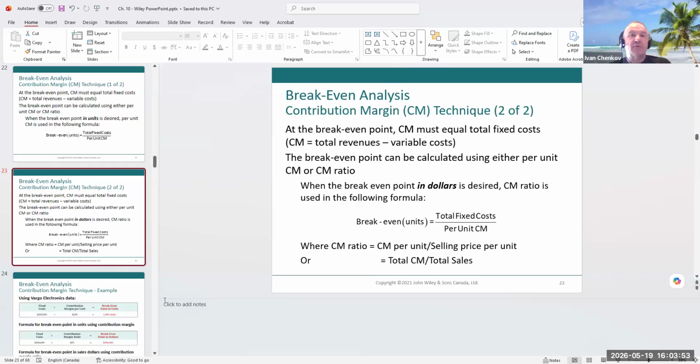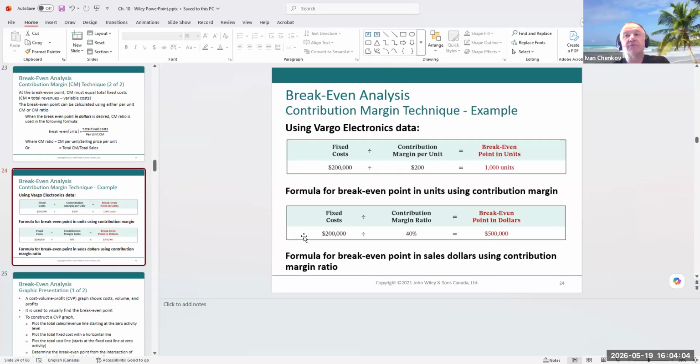Now, if we have to work with the ratio, it's a dollar amount, so we have to use the contribution margin ratio to come up with the sales. That's how we have those two important formulas. First one is fixed cost divided by contribution margin per unit, which gives you the number of units you need to achieve in order to cover all the costs. But fixed cost divided by contribution margin ratio gives you the total sales you need to achieve in order to cover all your costs.